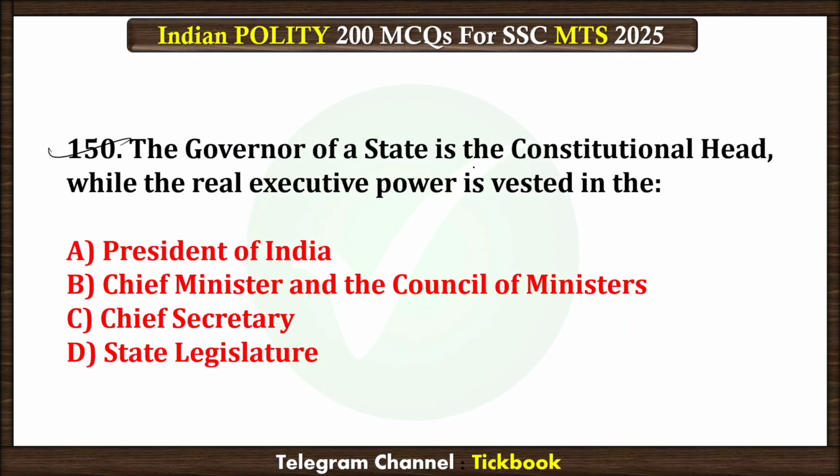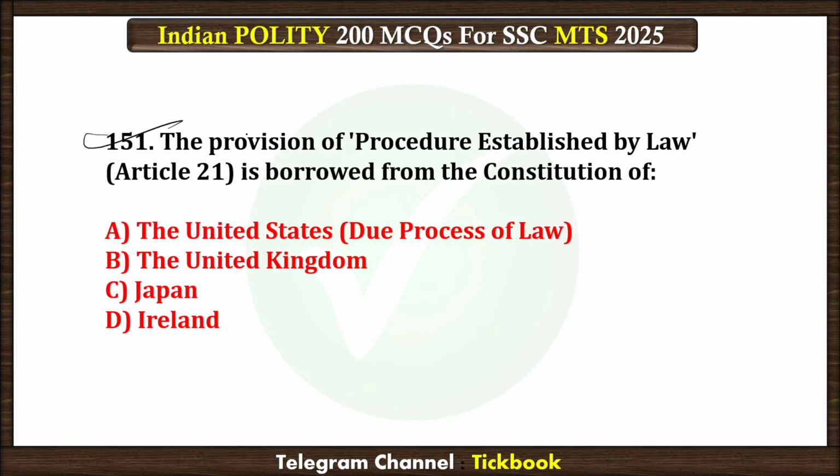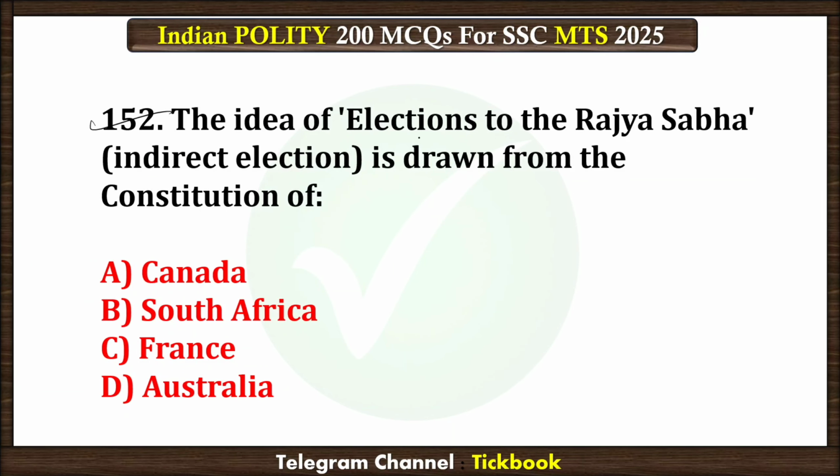150. The governor of a state is the constitutional head, while the real executive power is vested in the option number B, chief minister and the council of ministers. 151. The provision of procedure established by law, Article 21, is borrowed from the constitution of option number C, Japan. 152. The idea of elections to the Rajya Sabha, indirect election, is drawn from the constitution of option number B, South Africa.